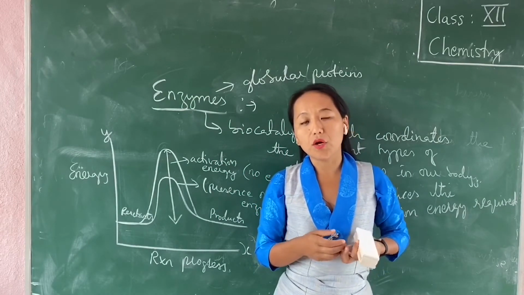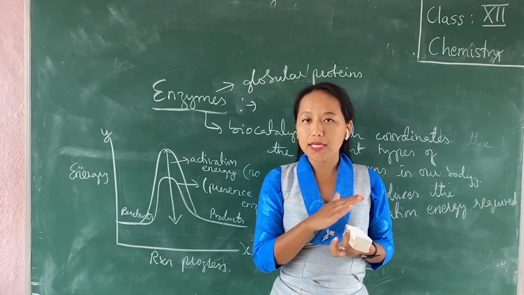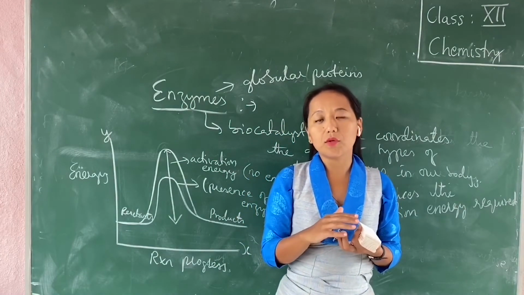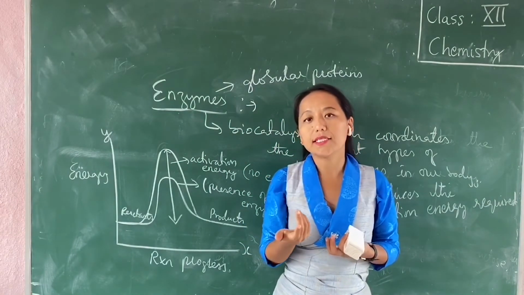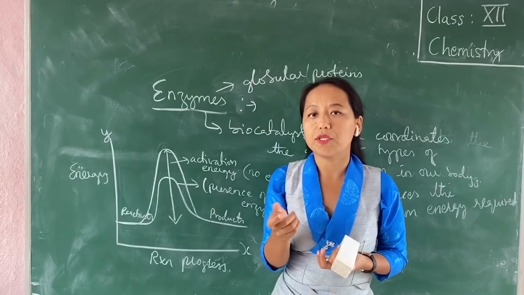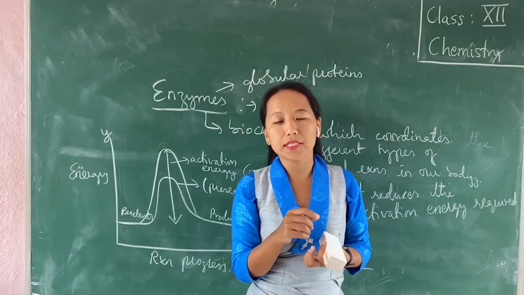Then the property of optical activity: most amino acids show optical activity, except glycine, because glycine does not have a chiral carbon atom, while the others have a chiral carbon atom.